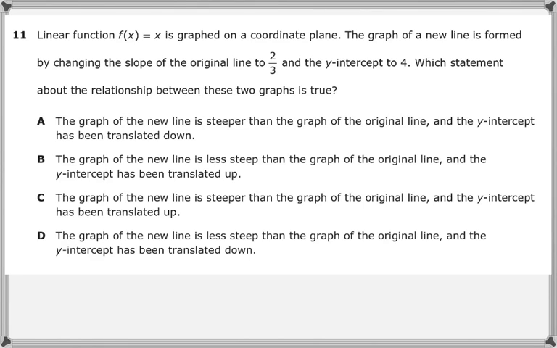So let's go ahead and do a rough sketch of the original graph. We'll do it in red. So let's go ahead and do some points. Okay, so the original function is f of x equals x, which is the linear parent function, also called the identity function.